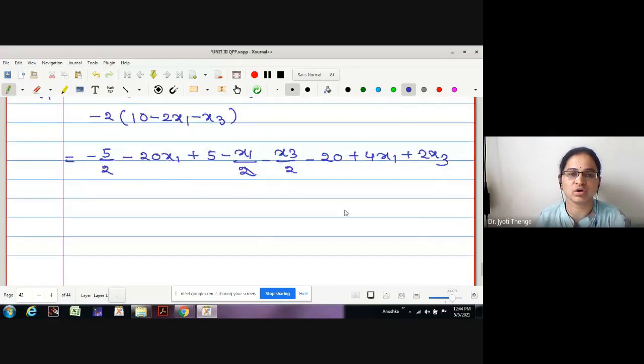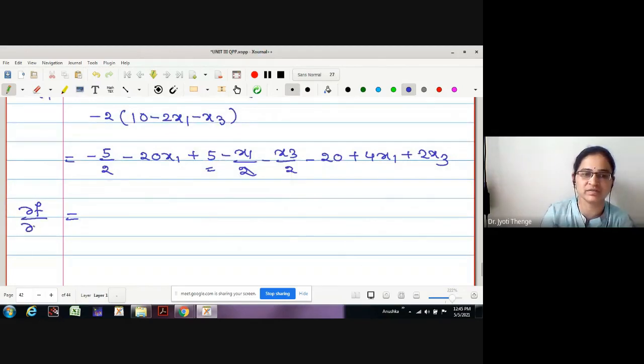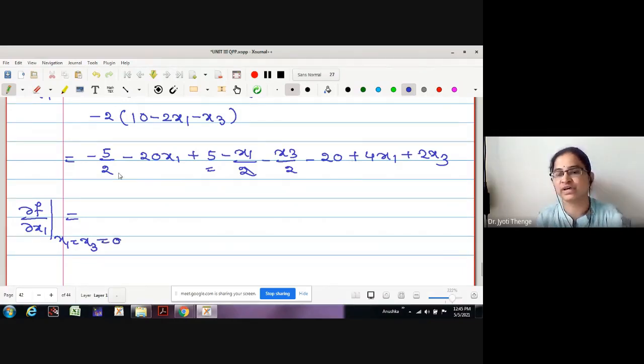Let me check the constant terms. What are the constant terms here? Plus 5 minus 20 means this is minus 15. Minus 15 minus 5 by 2 means the constant I'm getting is negative. We need not simplify because this is going to give us a negative partial derivative. So let us calculate directly at x1 equal to x3 equal to 0. Why waste our time? I have just calculated the constant. As it is negative, no need to simplify.